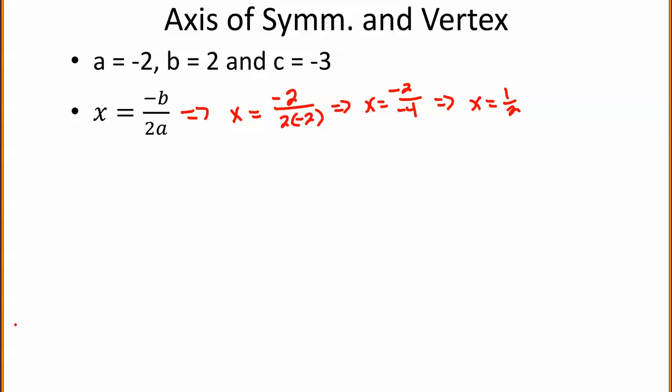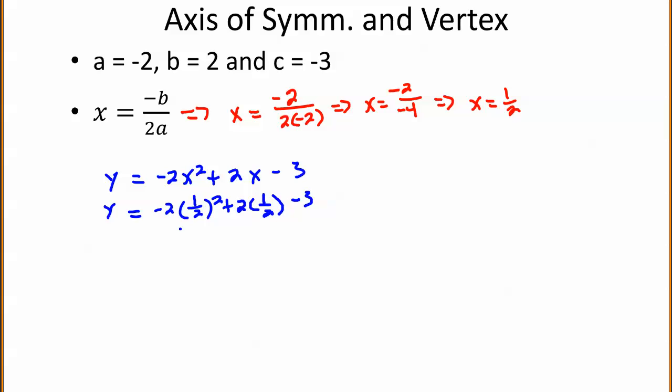Now to find the y coordinate, we will take our equation, which was f of x equals, but we're going to call it y equals negative 2x squared plus 2x minus 3. And then we're going to replace the x's with the x coordinate we just found. So y equals negative 2 times 1/2 squared plus 2 times 1/2 minus 3. Calculate.